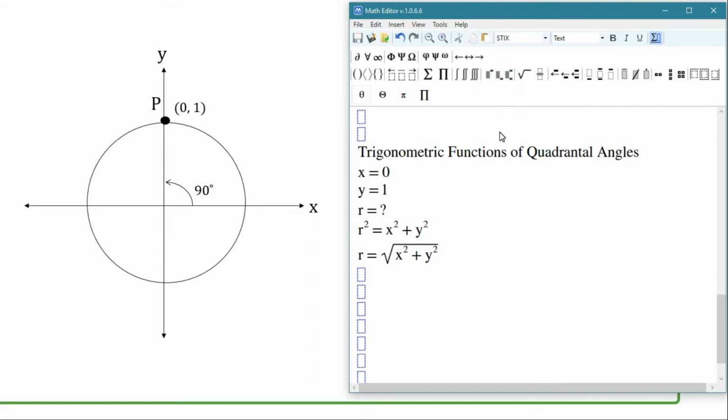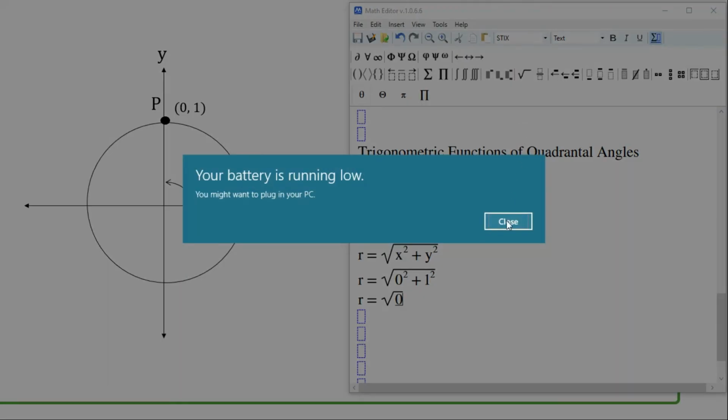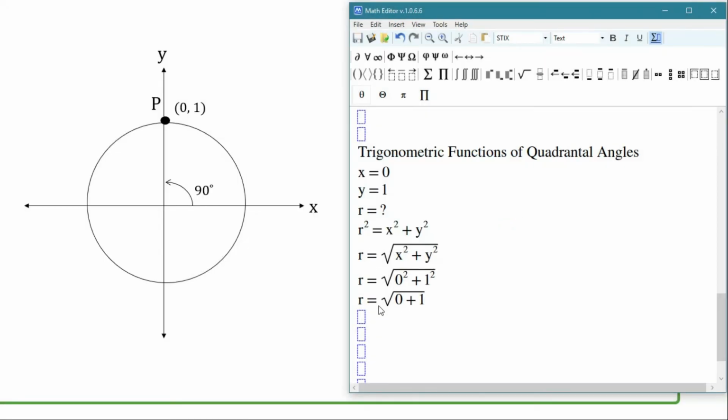By just substituting the values we have here, since the value of x is 0 and the value of y is 1, that would be 0 squared plus 1 squared. By simplifying this one, we have r equals the square root of 0 plus 1. Adding 0 and 1, r equals the square root of 1. If we extract the square root of 1, that is equivalent to 1, meaning to say the radius would be 1.